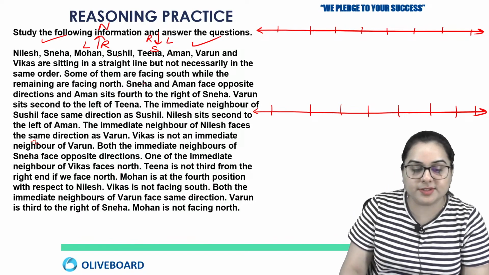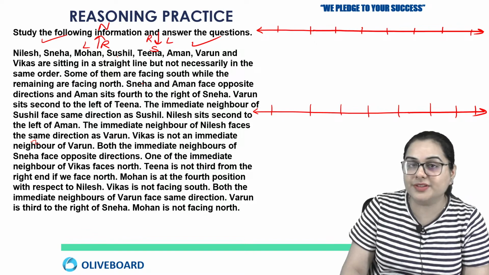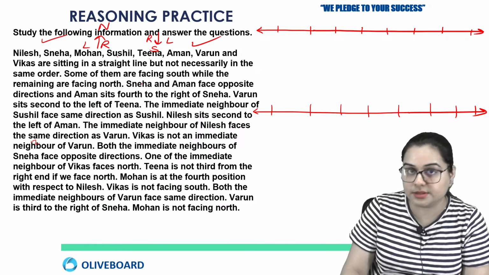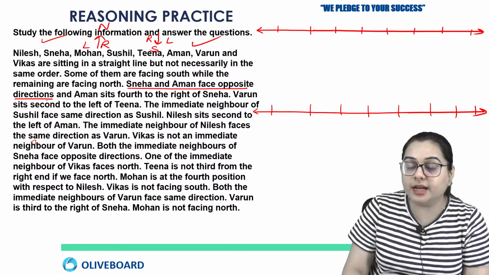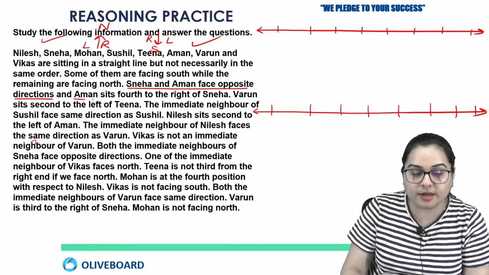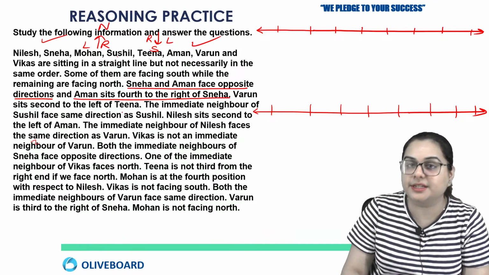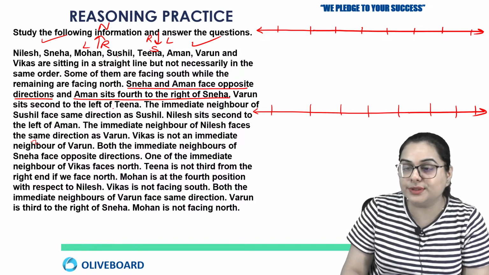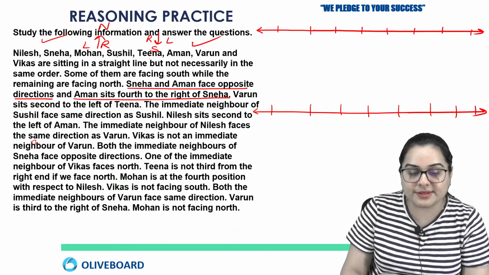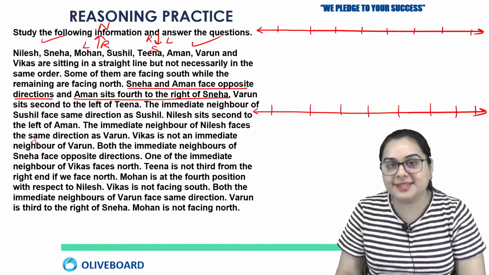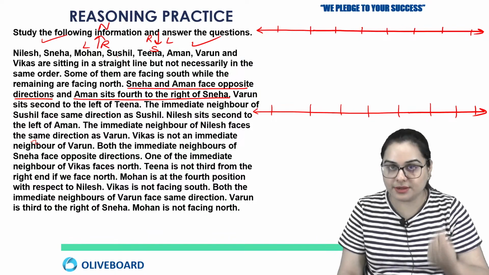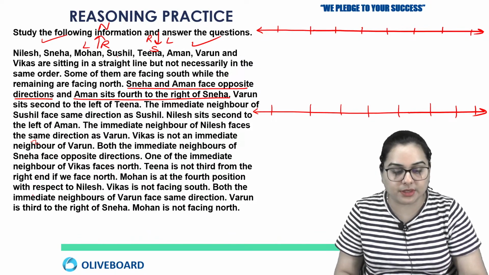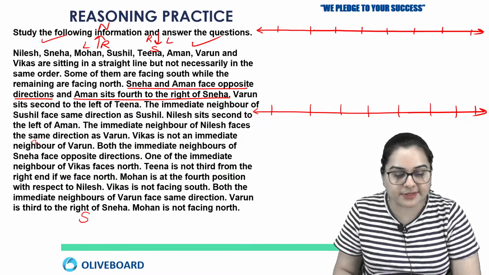So now let us start this question. Some of them are facing south, and who is facing north is not mentioned. Next is that Sneha and Aman face opposite directions, and Aman sits fourth to the right of Sneha. Here I am not sure whether Sneha is facing north or south, so let us suppose that either Sneha will be facing north or Sneha will be facing south.